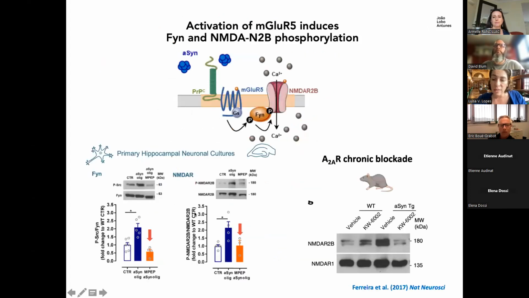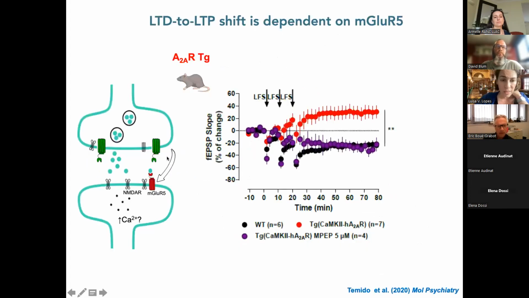Okay, so in some work before, we had shown that activation of metabotropic glutamate receptors was indeed mediating this overactivation of NMDA receptors by phosphorylating Fyn, and Fyn would phosphorylate the NMDA receptor GluN2B subunit in a previous study. And we thought, why would a presynaptic receptor elicit a postsynaptic effect? And we thought that maybe metabotropic glutamate receptors were a good mediator. So that's what we tested.